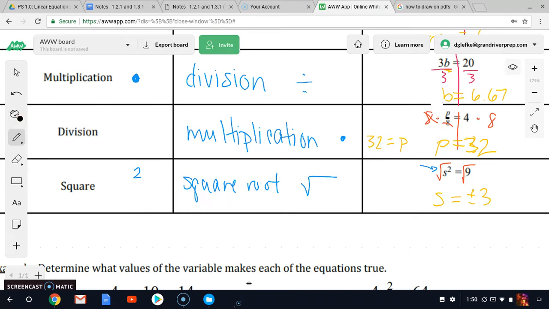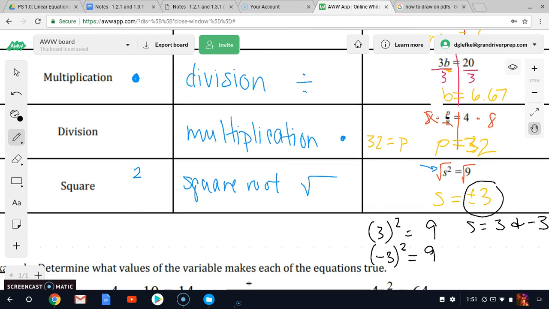The reason being is that if we take a positive 3, we put it in parentheses and we square it, we get 9. If I take negative 3 and put it in parentheses and square it, I also get positive 9. Which means if we worked backwards into the inverse and took the square root of 9, I should get 2 answers. One is the positive version and one is the negative version. So we have to know when we're using our calculator that not only is the positive value the answer, but also the negative value. And we use this little symbol here, the plus or minus. You could also write it as s equals positive 3 and negative 3, but that just takes a little bit longer.